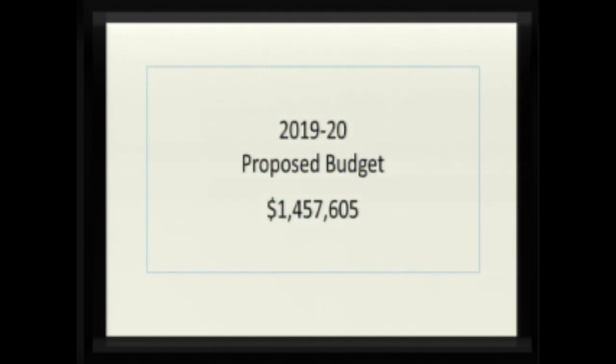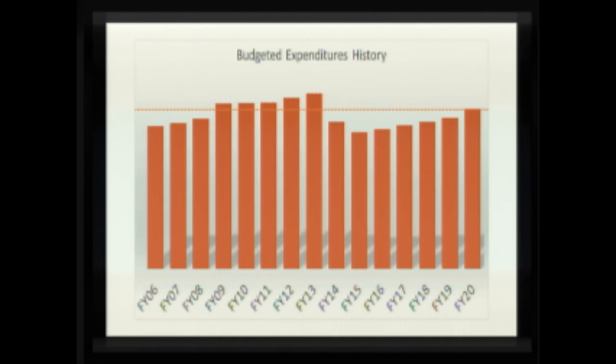So the proposed budget, as Jim said, is about $1.4 million for fiscal year 20, and it is based on maintaining current staffing and current service levels. So there's nothing new or asking for in this budget.